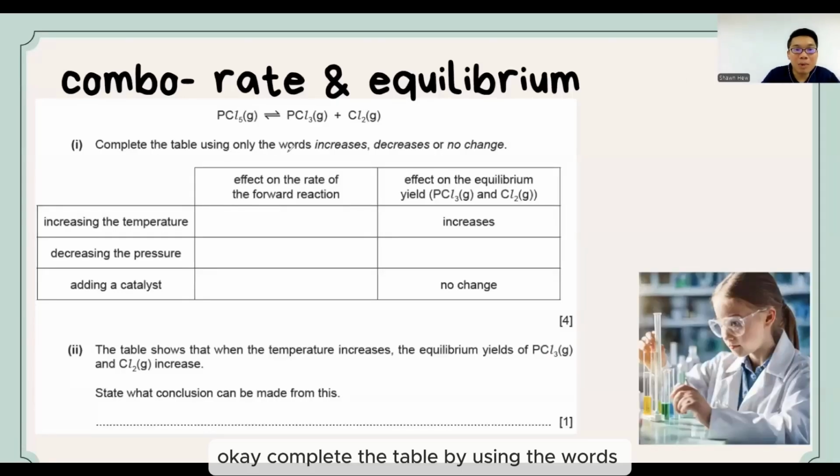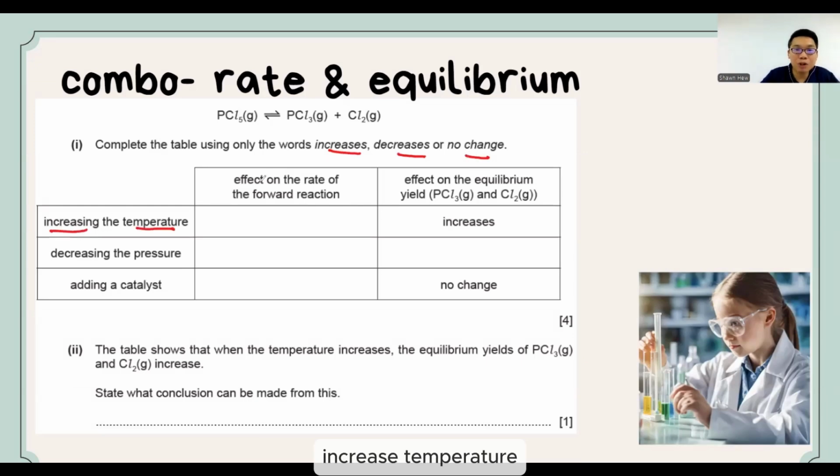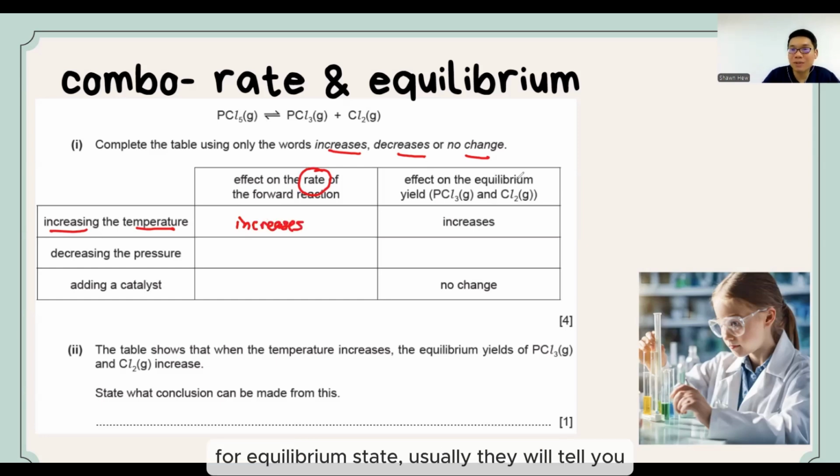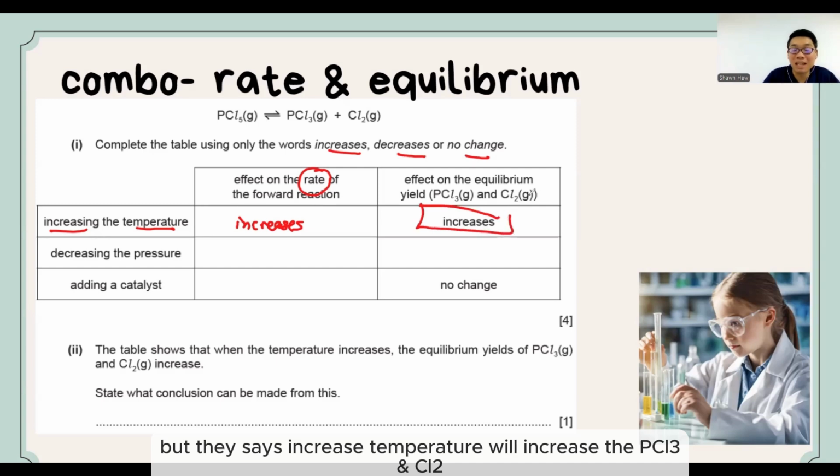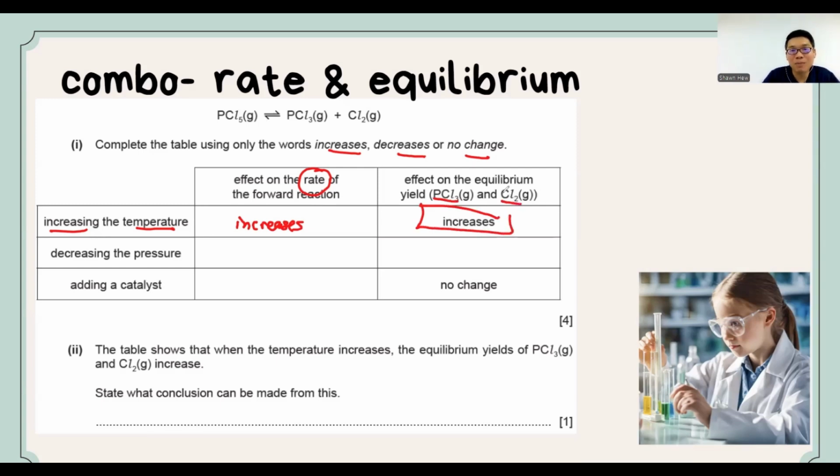Complete the table by using the words increase, decrease, or no change. Increase temperature, the rate will definitely increase. For the equilibrium state, usually they will tell you, but this question does not tell you. But they say increasing temperature will increase the Cl3 and Cl2, which means that it's actually an endo.